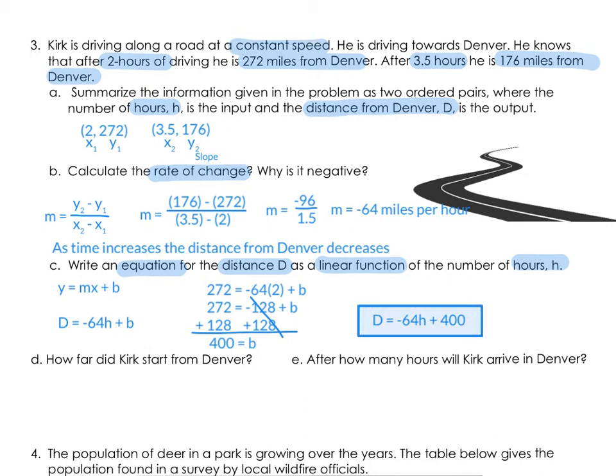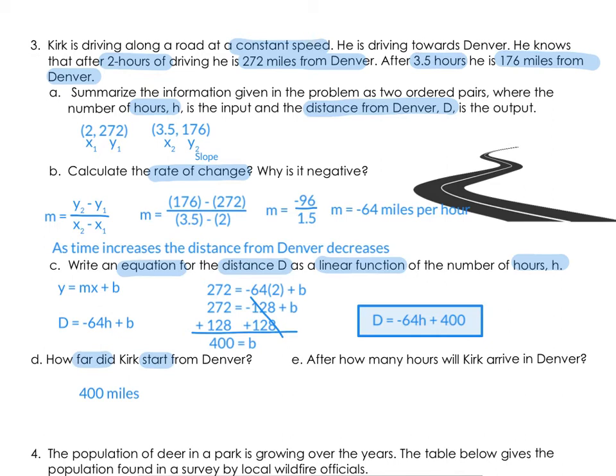How far did Kirk start from Denver? Well, now we can use the formula. How far did he start off? That's before any time passed, so that's my y-intercept. Now that I found it up above, I can say 400 miles. And remember, that's from the y-intercept.